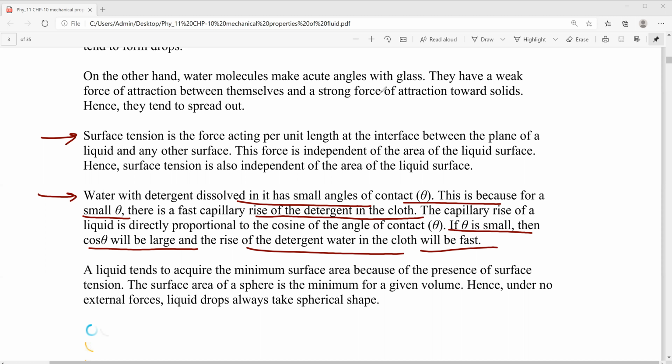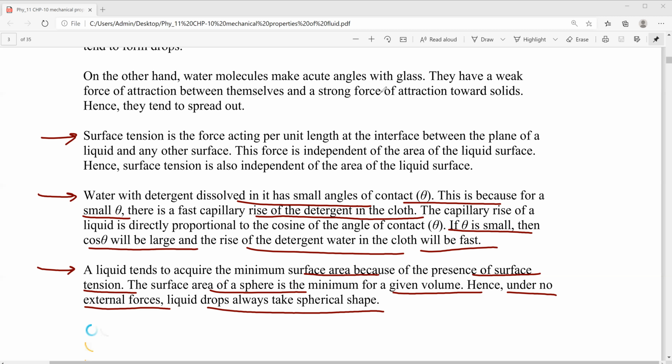What they ask: a drop of liquid under no external forces is always spherical in shape. So for that question, the answer is like this. A liquid tends to acquire the minimum surface area because of the presence of surface tension. Surface area of the sphere is minimum for a given volume. Hence, under no external force, a liquid drop always takes a spherical shape. So this is the reason.